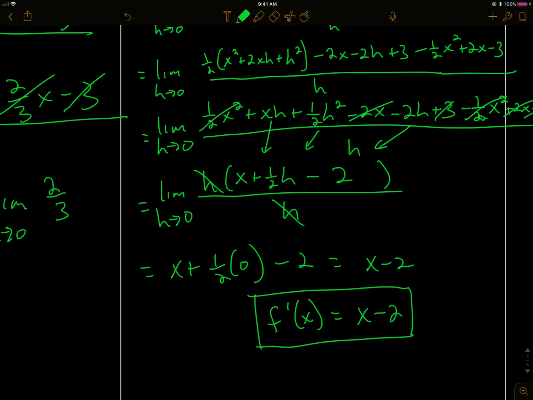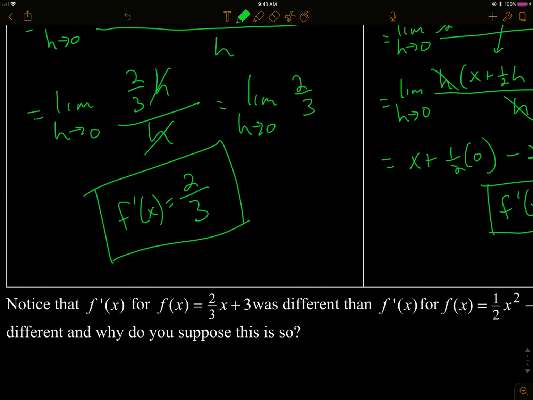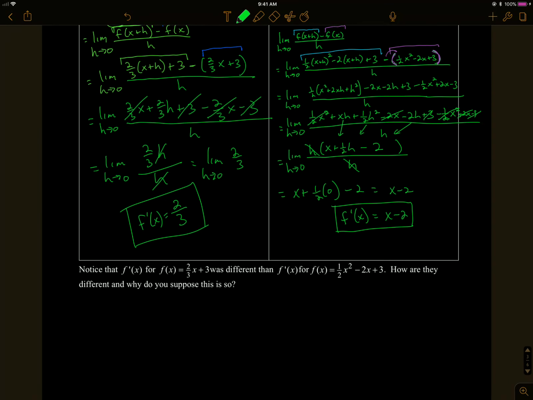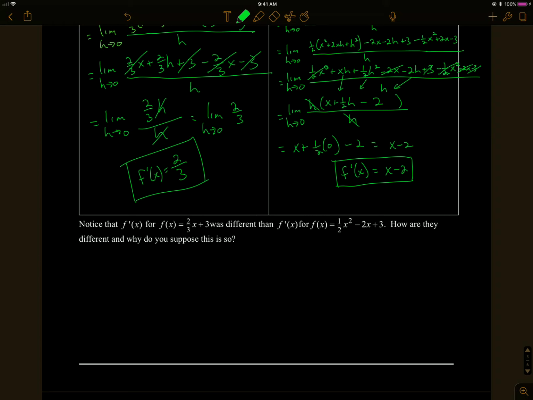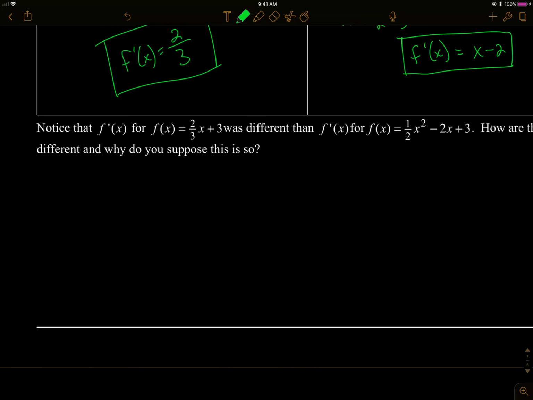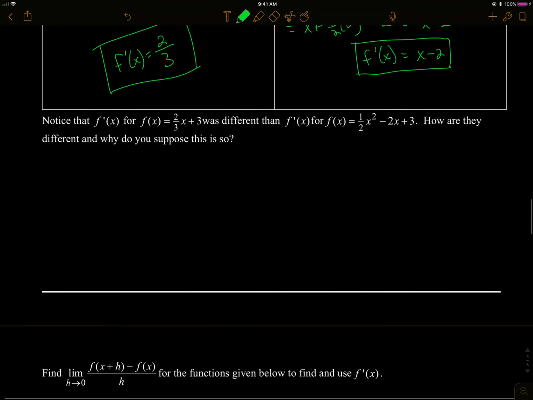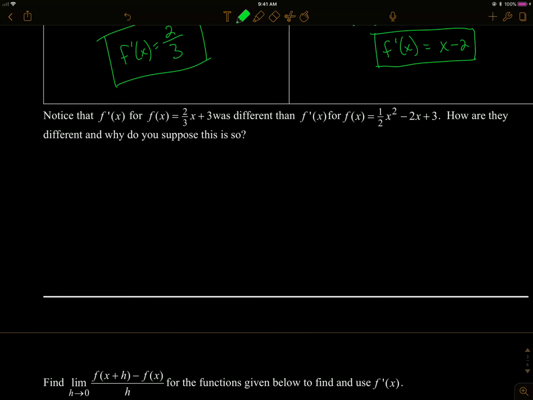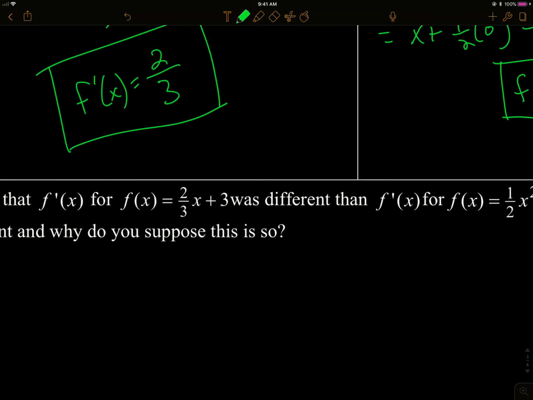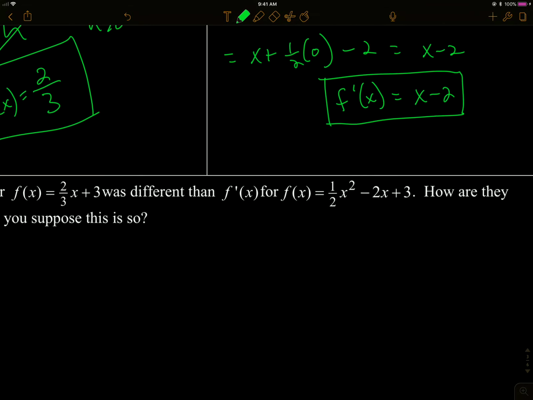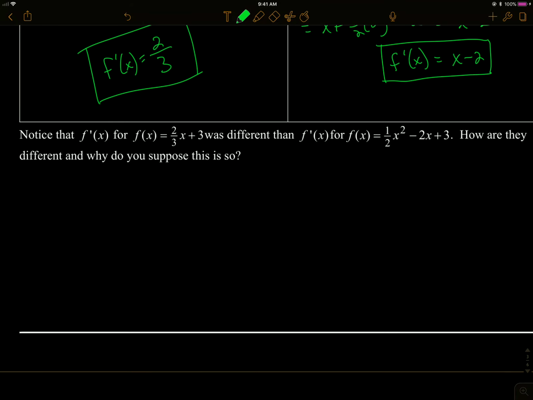Notice that this derivative has an x in it, and the other time this one here did not have an x in it. So it doesn't always have to have an x in it. So that's kind of what we're saying down here with this question. So what's happening? They're different because one is just a constant function, 2/3, and the other one is a function that has x in it. So why does that occur?